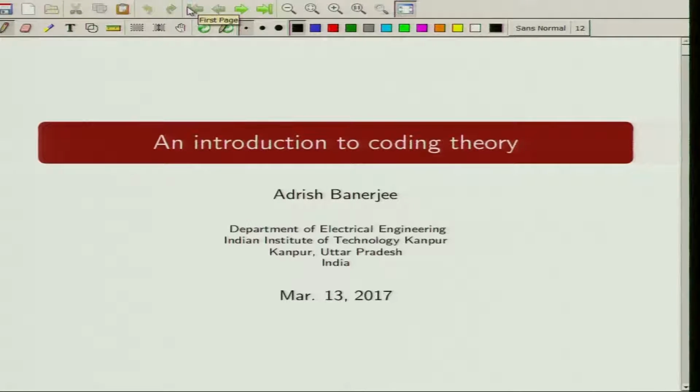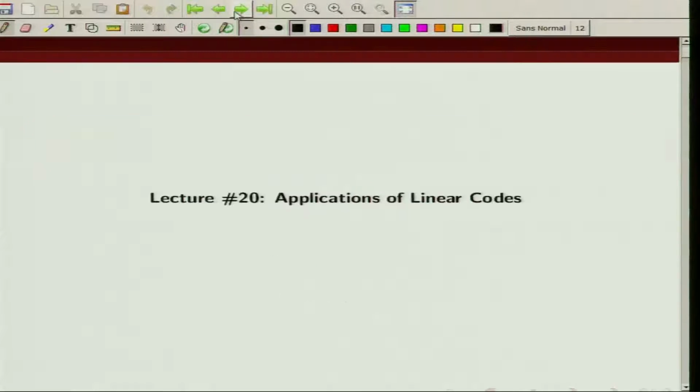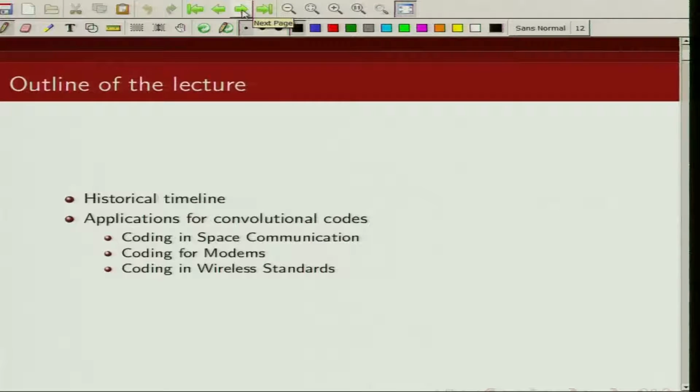In this lecture, we are going to talk about applications of linear block codes. Before we do that, we'll first talk about a brief historical timeline of how error control coding has progressed over the years. Then we are going to talk about applications for convolutional codes.